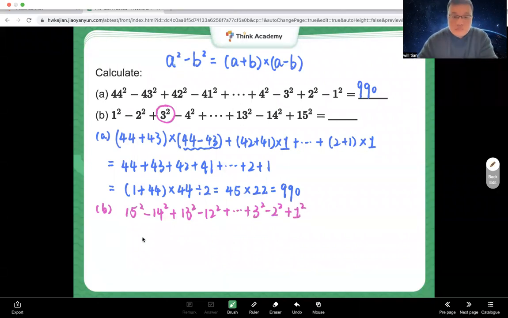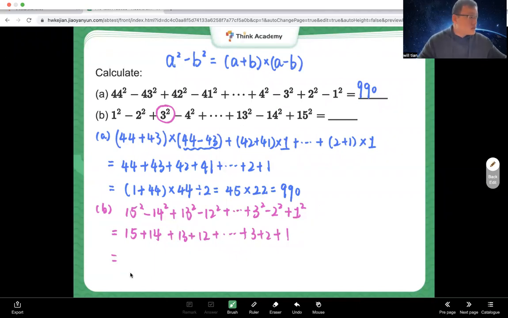All right. So if we convert that into this way, that will be exactly the same thing as the first question, right? So that will be 15 squared minus 14 squared. That will be 15 plus 14 times 15 minus 14, which is 1. So which is just 15 plus 14, right? If you're familiar, you can just write it down in this way. And then plus 13 plus 12 all the way to 3 plus 2, and then plus 1 squared, which is 1. So guys, it's also another arithmetic sequence, right?